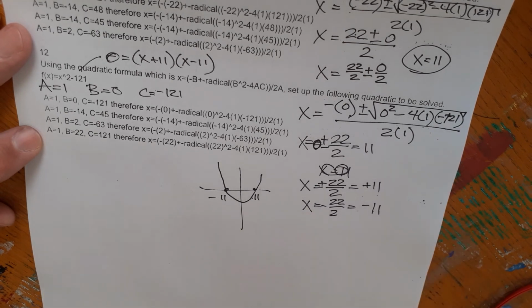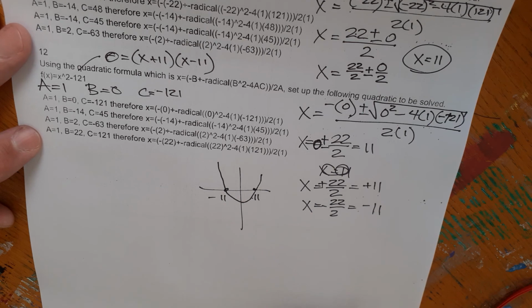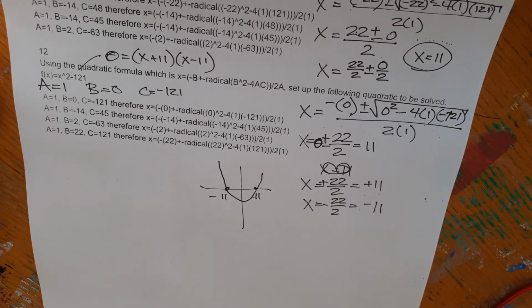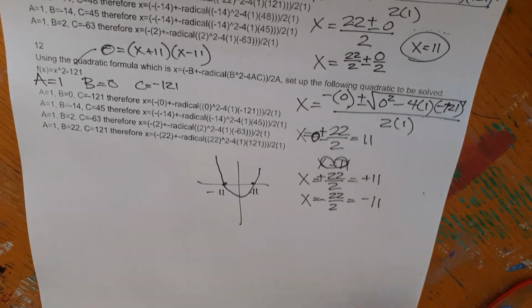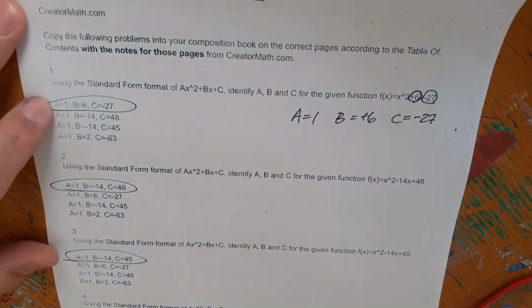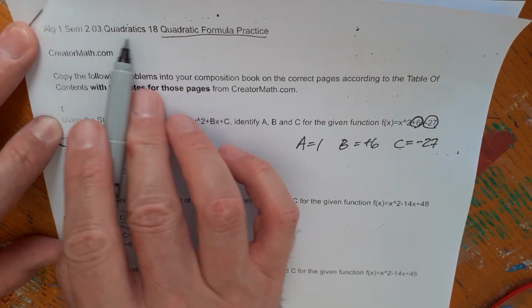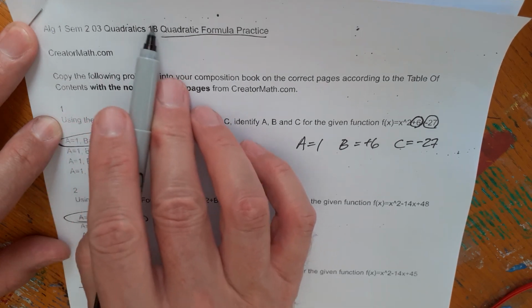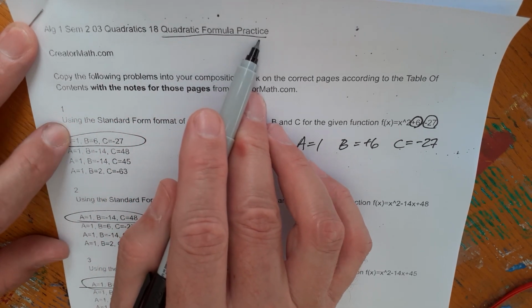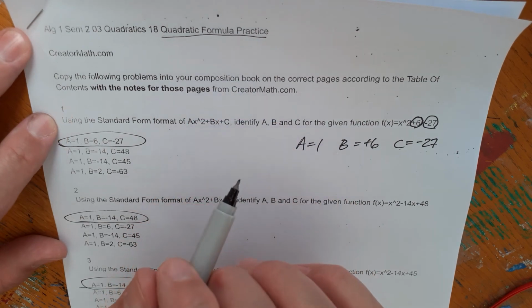Right? You don't have to do all this extra stuff, but I would definitely like you to put it in your comp book and solve at least these 2 and use your calculator to try and work through them like I did. All right? So make sure you're matching up the title. This one is Algebra 1, Semester 2. It's the 3rd unit called Quadratics, and it's the 18th lesson called Quadratic Formula Practice. Right? Hope this helps.